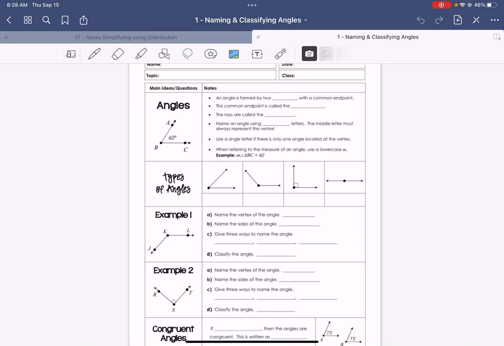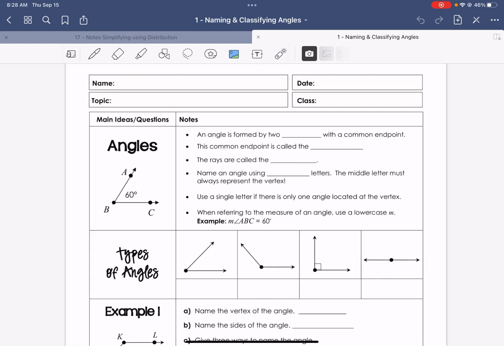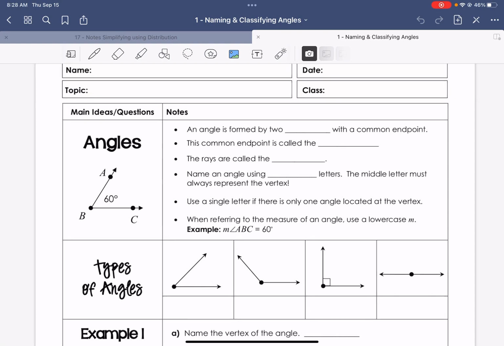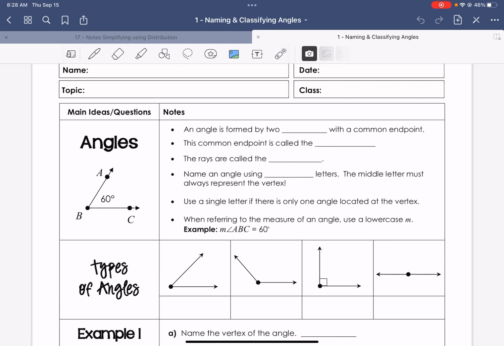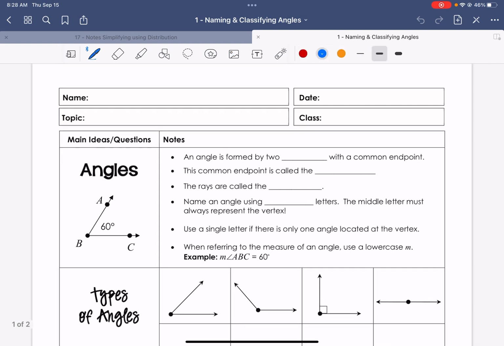So we have another set of notes. We are starting a new unit. Unit 2 is going to be about lines and angles. So we're going to start off making sure we all have the same language when it comes to angles. So a couple of things.